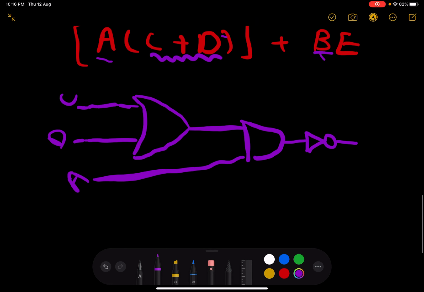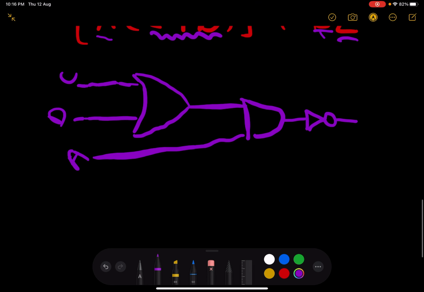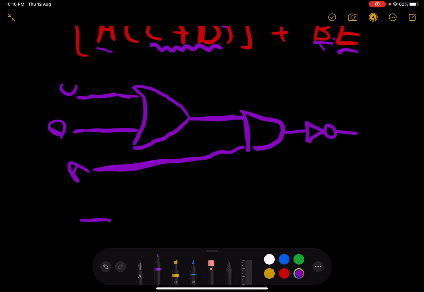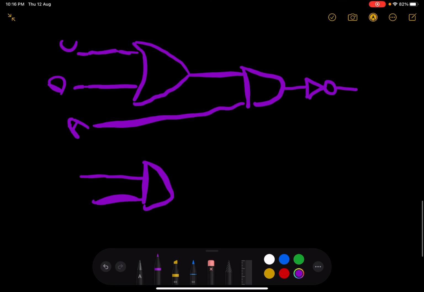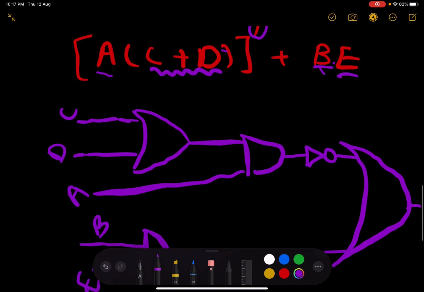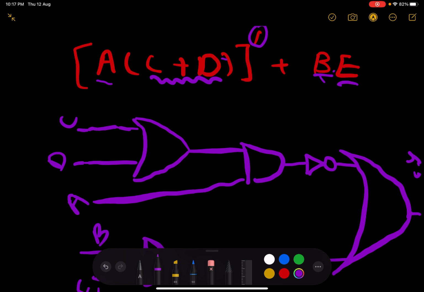Also we have B and E, and they are ANDed together. As you can see, we are multiplying them together, so we need an AND gate. Here we have an AND gate, B and E. Then we're going to take the output of this gate and OR it with the output of the NOT gate. This is an OR gate, okay? Here we can say that the output will be Y.